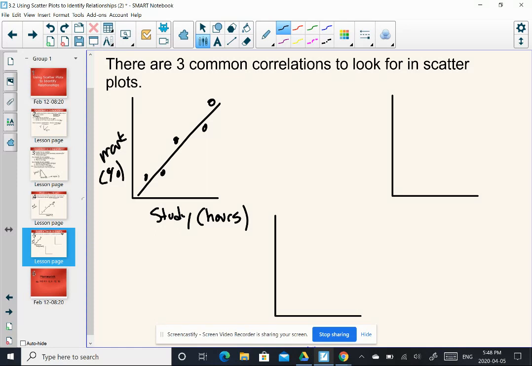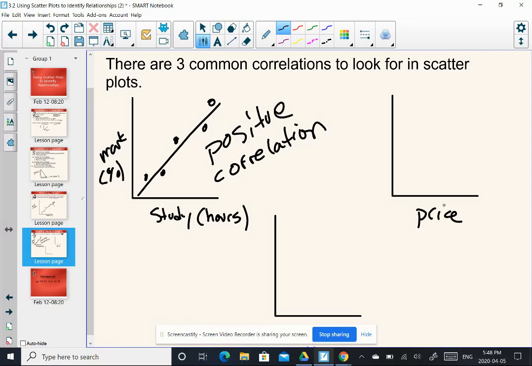But regardless, this is called a positive correlation. Whereas the one that I talked about with the price for the bag of chips, we'll say that it's in dollars. And then the number of bags of chips sold, I said that would probably be a negative correlation. And I'm going to write that as negative. I'll write out the word instead of the lazy physics way.